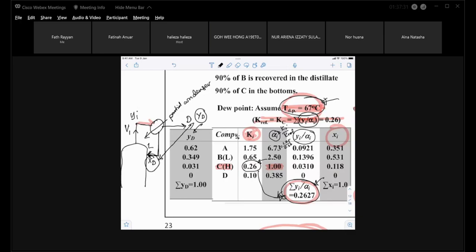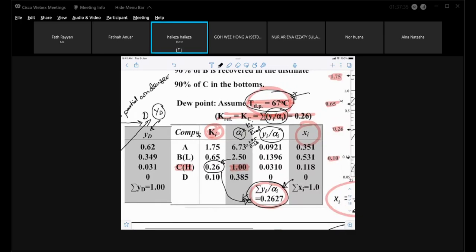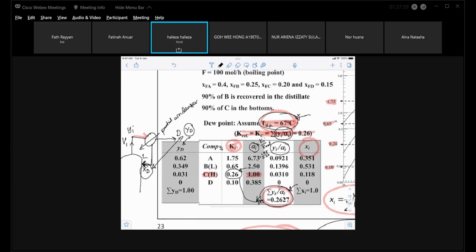It will be in equilibrium. So that's why you need to find the liquid composition when you're dealing with a partial condenser.